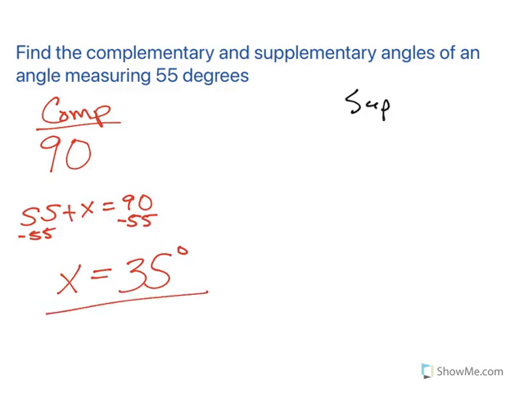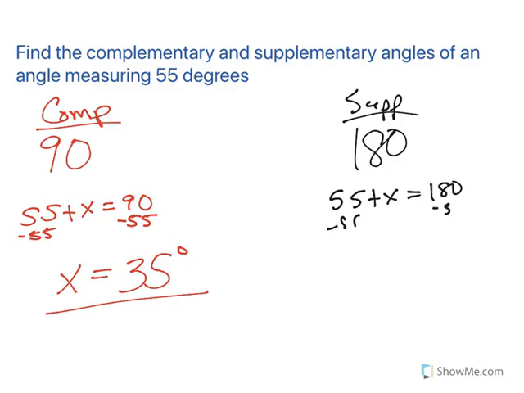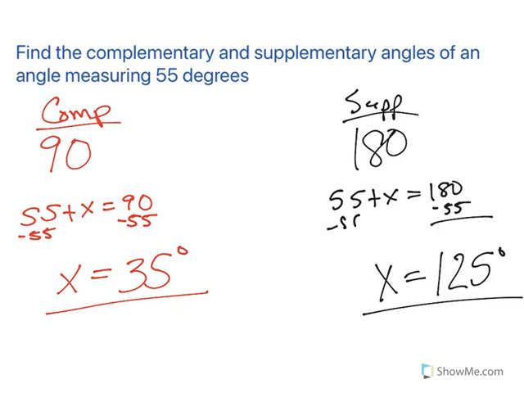If we want to do supplementary angles, we know that together they have to equal 180. So again, if you take 55 plus the other angle, it's going to give you 180. We're going to subtract 180 minus 55, and so our supplementary angle will be 125 degrees. So if you can remember the 90 and the 180, the rest should hopefully not be too horrible.